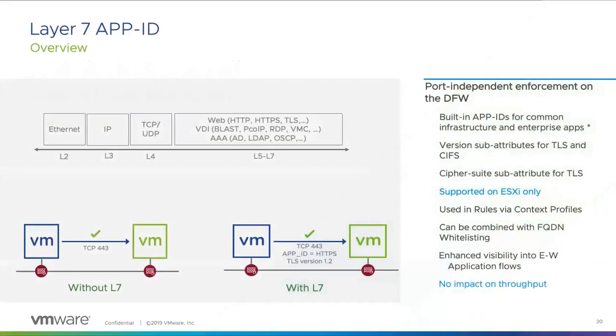Context-aware firewall. So this is more of that layer 7 app ID stuff. We have a built-in list of apps that are supported, the same as we did in NSX for vSphere. However, in NSX-V, we support sub-attributes of TLS, but in NSX-T, we now also support sub-attributes for CIFS and cipher suites and for TLS as well. This can be used in combination with RDSH or identity-based firewalling, which was not available in NSX for vSphere.